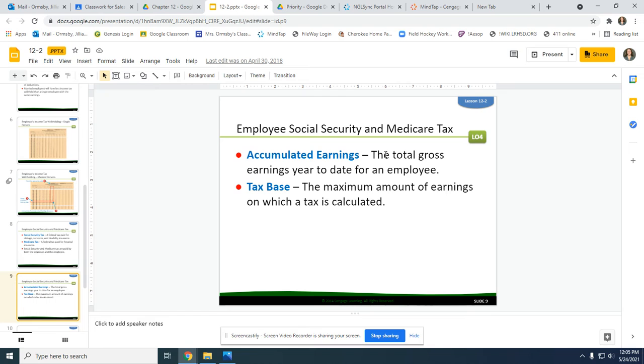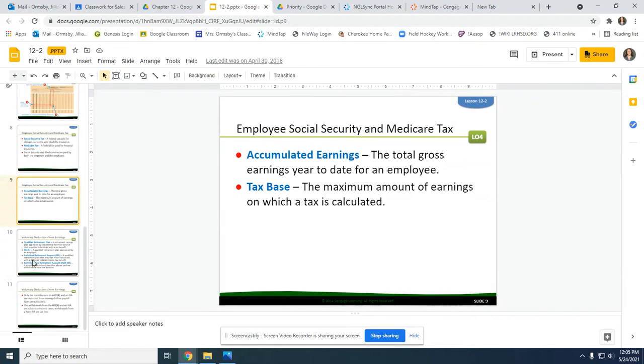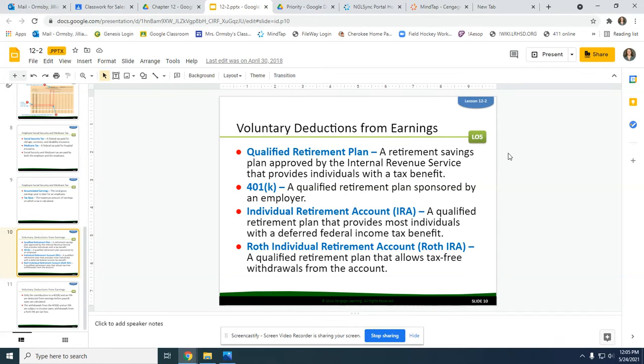Now, accumulated earnings is the total gross earnings year to date for the employee, and the tax base is the maximum amount of earnings on which tax is calculated. So they are just some additional terms that we need to be familiar with and we'll also be using in the next section. Now, there's also voluntary deductions that you could have taken out of your paycheck.